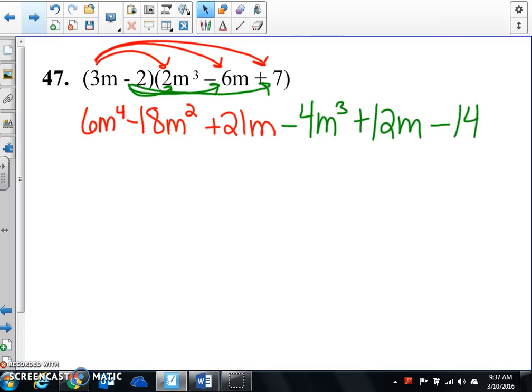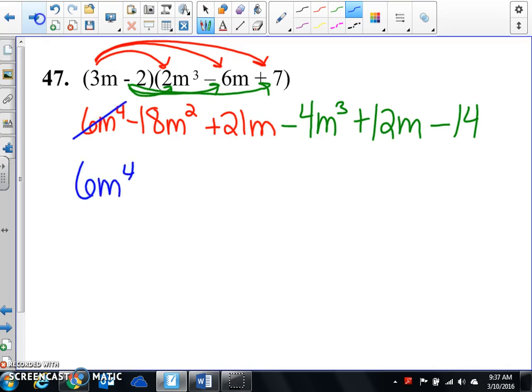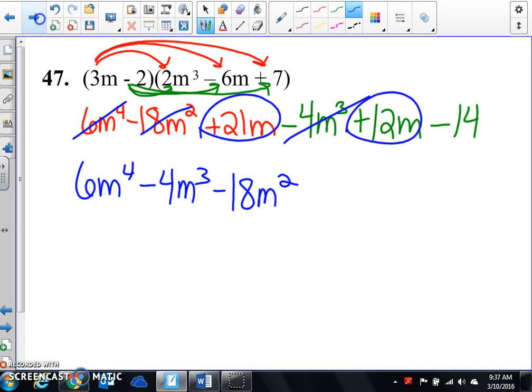Now I combine like terms. So I have to find my highest degree, which is this m to the 4th. So I have 6m to the 4th. Then I have an m to the 3rd, so negative 4m to the 3rd. Then I've got my m squared, which is negative 18m squared. I have to combine my m's. 21 plus 12 is a positive 33m. And then I'm finished with my constant.